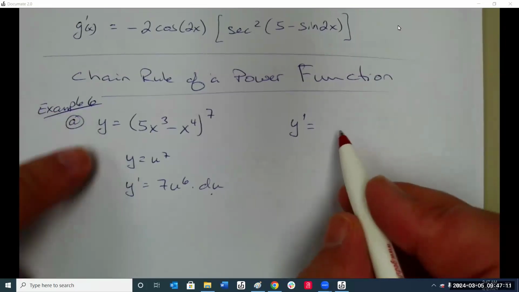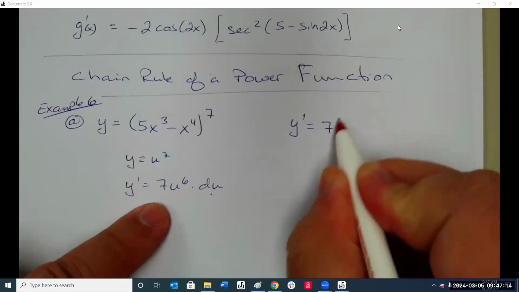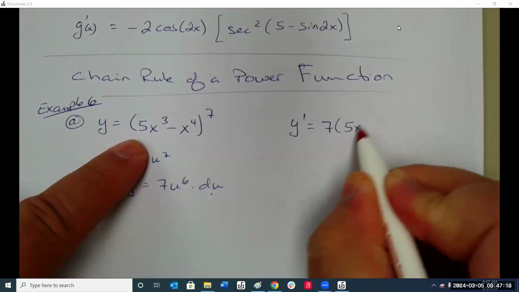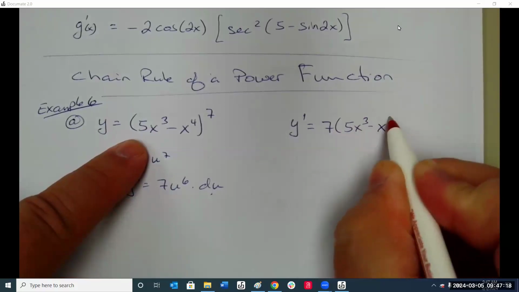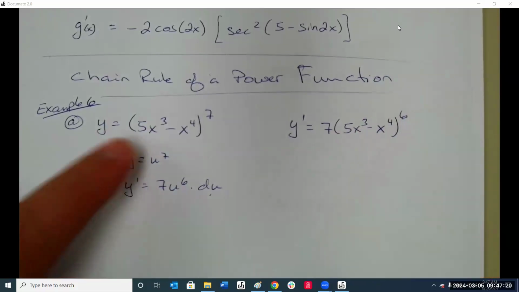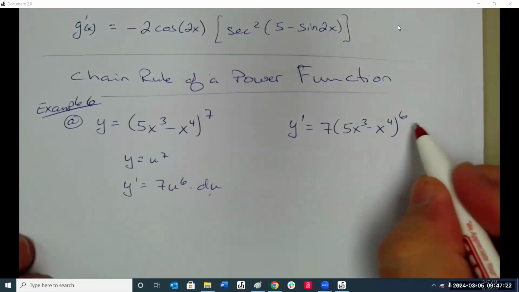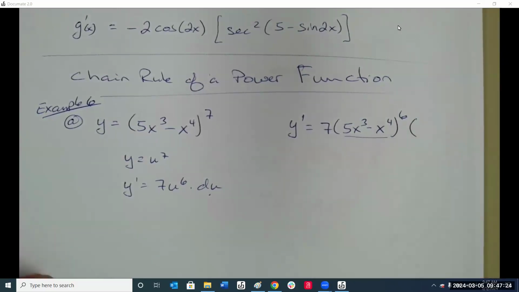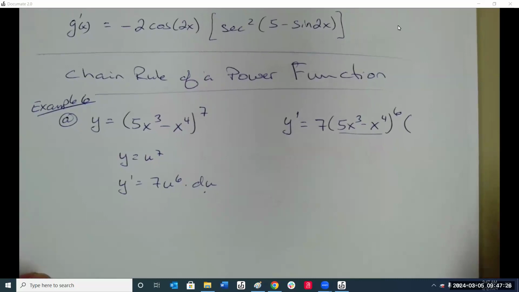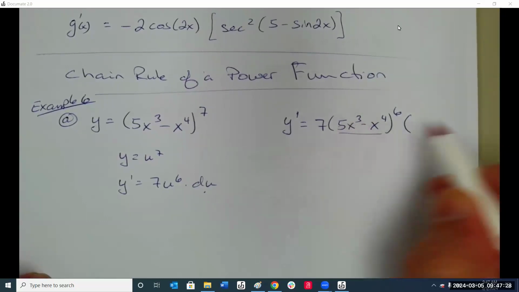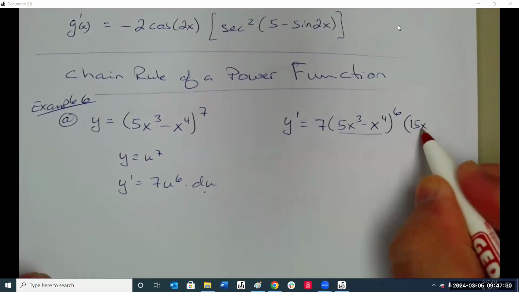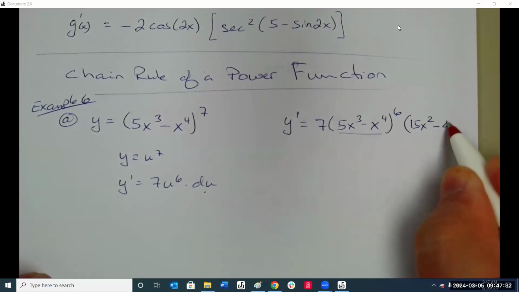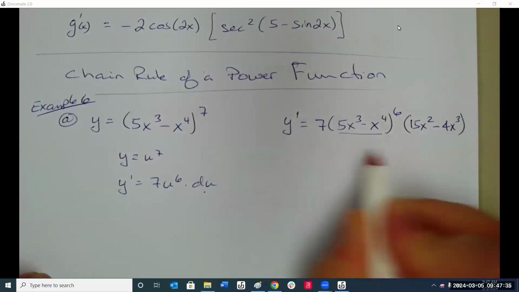So it becomes what? 7 times 5x cubed minus x to the 4th, to the power 6, times the derivative of the inside. 5 times 3 is 15, x squared minus 4x cubed. And there's your answer.